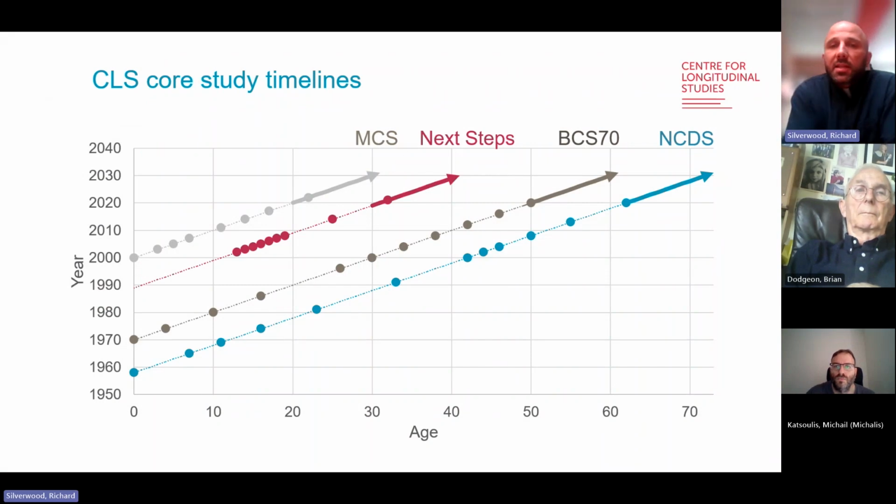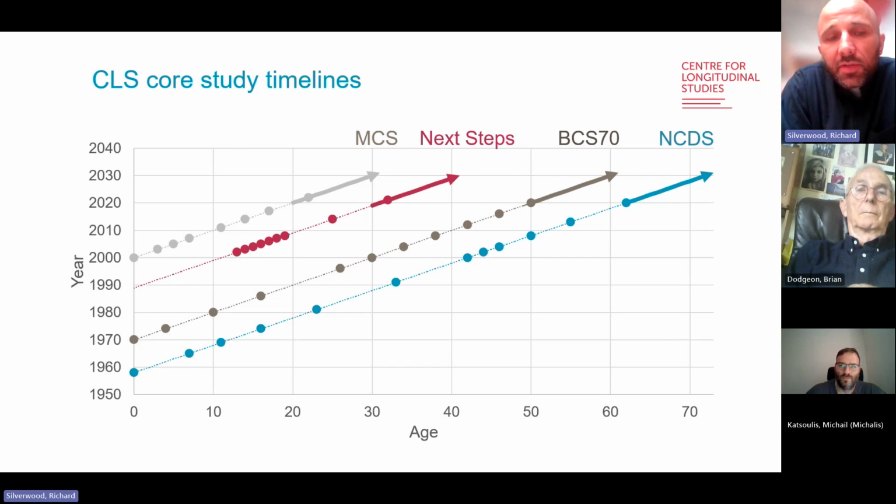So these timelines, I think, give a nice idea of when we've collected data in these 4 core cohort studies. The points that you see here are when we've collected data. You can see that for MCS, BCS 70 and NCDS, we start collecting data at birth in the cohort members, and we follow up collecting data at fairly regular intervals thereafter.